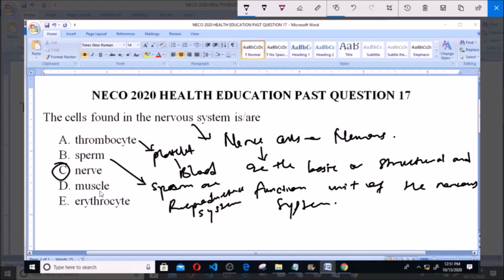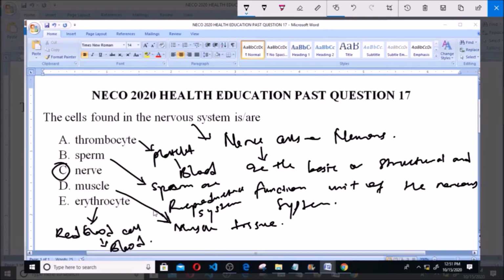Now, option D says muscle. Muscle cells are not found in the nervous system. Muscle cells are found in muscle tissues, that enable what? Contractions. They enable us to move from one place to another. Then option E here is erythrocytes, also known as the red blood cell. Red blood cells are located in the blood, that is the circulatory system. So the cell found in the nervous system is the nerve cell or neuron, and that is option C.